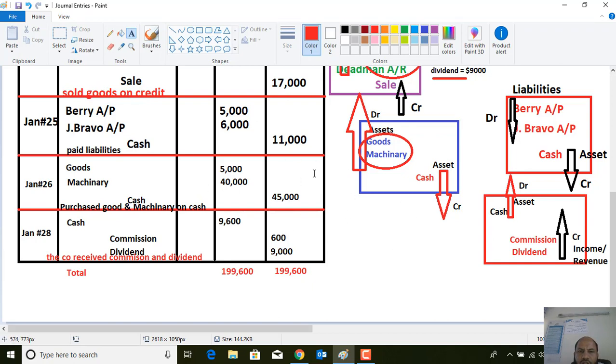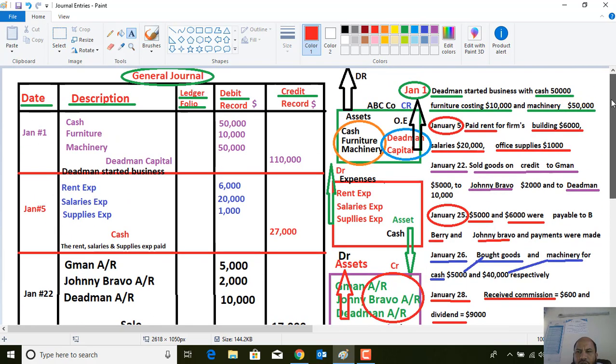So dear students, I hope that you have understood how to record transactions into the general journal.